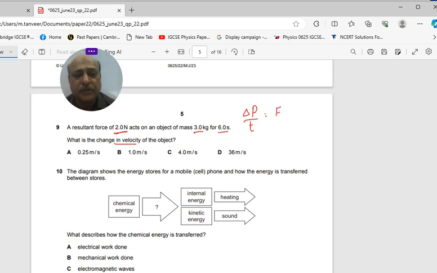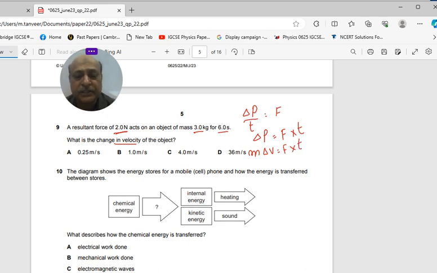When you apply a force on a body, its momentum will change, and the rate of change of momentum equals the applied force. You can cross multiply it. Delta P equals F into T. F into T is called impulse. In some questions, the change in momentum is given and you are asked to find the impulse of the force. So the product of force and time is called impulse. But here, you know that momentum equals mass into velocity. So mass into delta V equals F into T.